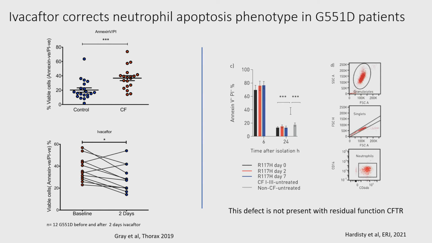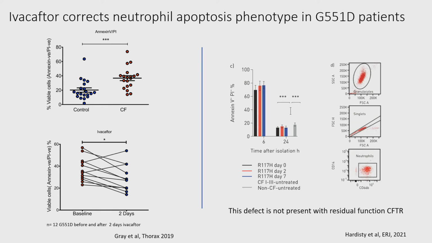We were also able to look at neutrophil phenotype and how that might be affected by ivacaftor. And we've been interested for some time in Edinburgh in the apoptotic phenotype in patients with CF, in that their neutrophils don't die as quickly as healthy control neutrophils. And we showed in that cohort of patients that ivacaftor treatment partially reversed that apoptosis defect.